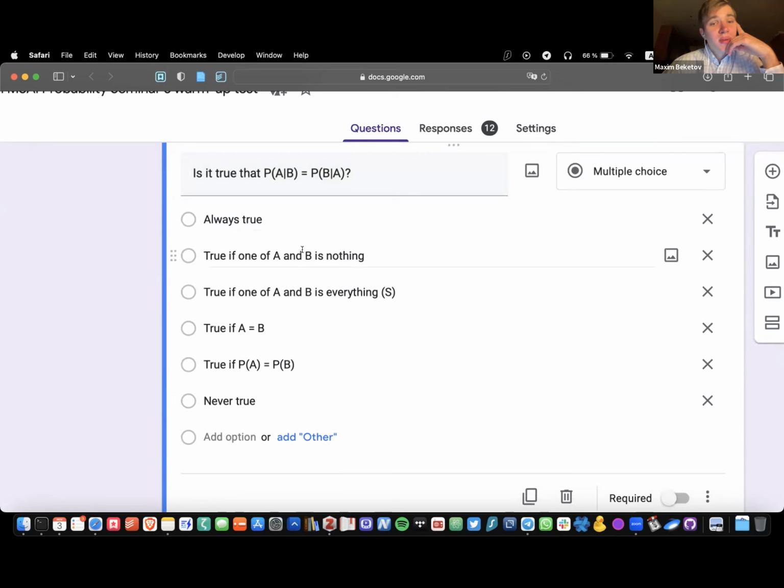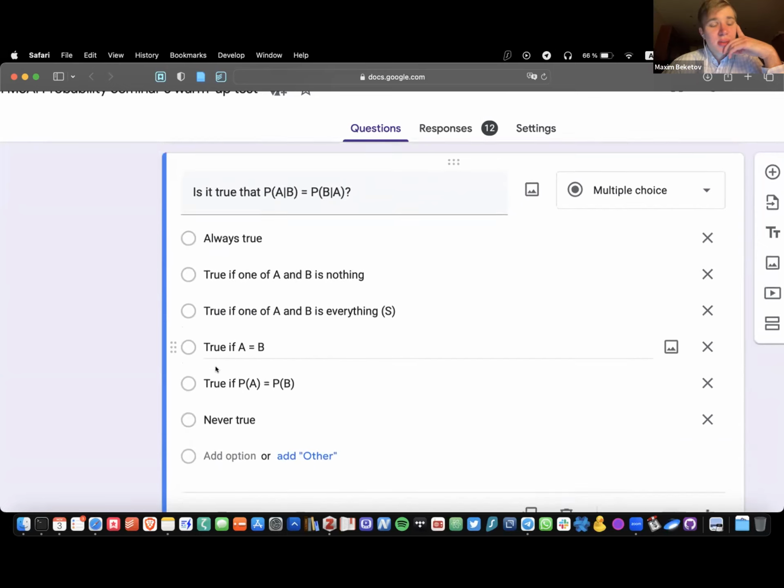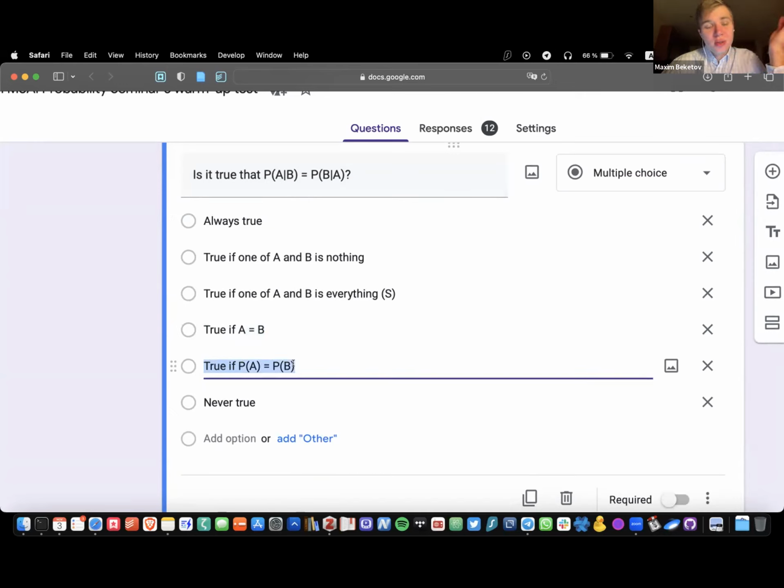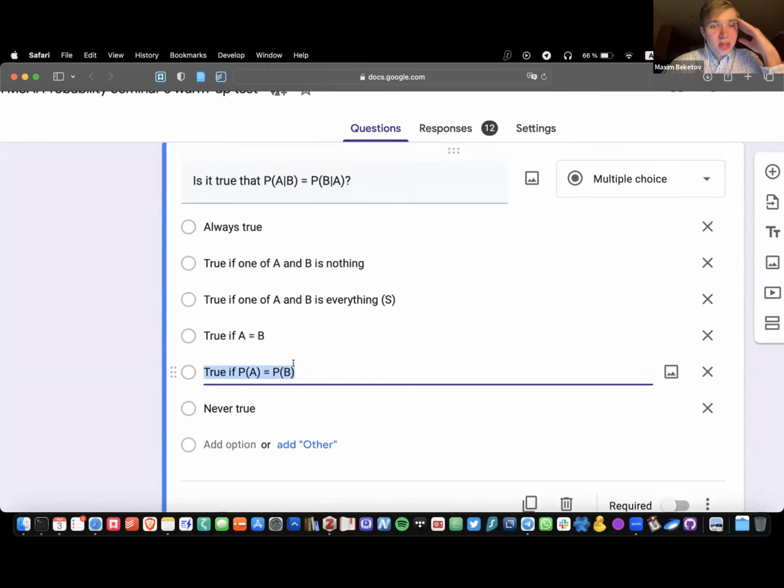In the Bayes formula, let's see what else. So if A equals B, is that a multiple choice? Yeah, it is a multiple choice. So it is certainly true if A equals B, because then they are the same, right? It is also true under this condition, because from the Bayes formula you can see that.